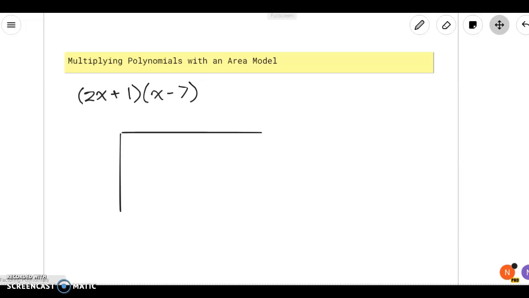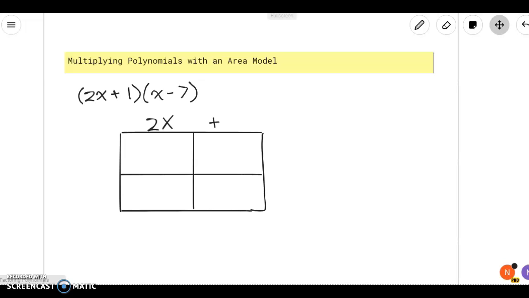into sections and use that to find the area of each part of the rectangle and then add it together to get the whole area. So I'm going to split my rectangle into 4 parts. One side of the rectangle is going to have the length 2x plus 1. The other dimension of the rectangle is going to be x minus 7. Notice I'm keeping the plus and minus signs there for my side.